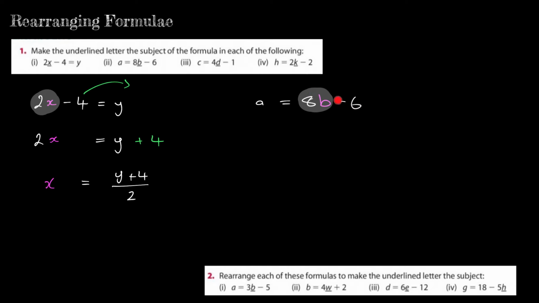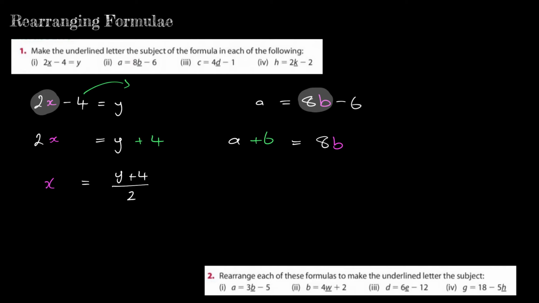So to get rid of that, what I need to do is add 6 to both sides. So I'll get A plus 6 is equal to 8B. Because if you think about it, if I add 6 to this side, the 6 and the negative 6 will cancel, and I'm just left with 8B.